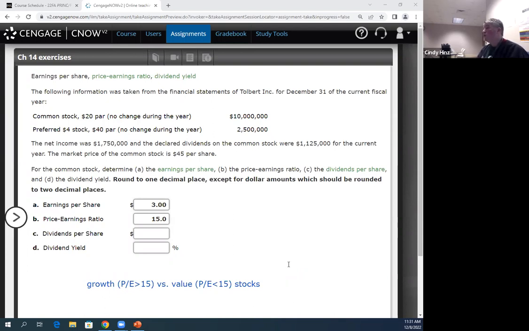The pendulum swings over time. Which of these categories of stocks returns better? And so there is no one strategy that works under all circumstances and for all investors. But definitely the PE ratio is something that as an investor, you'd be interested in knowing where does this fit into my overall plan for investing?